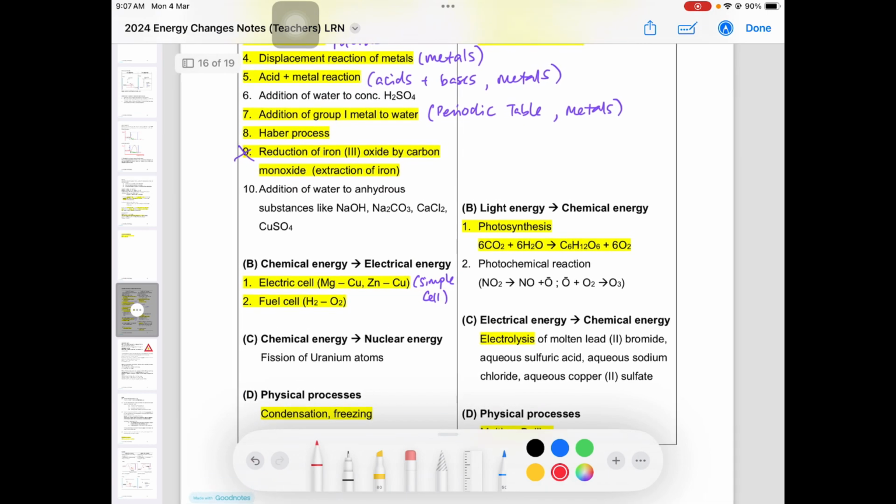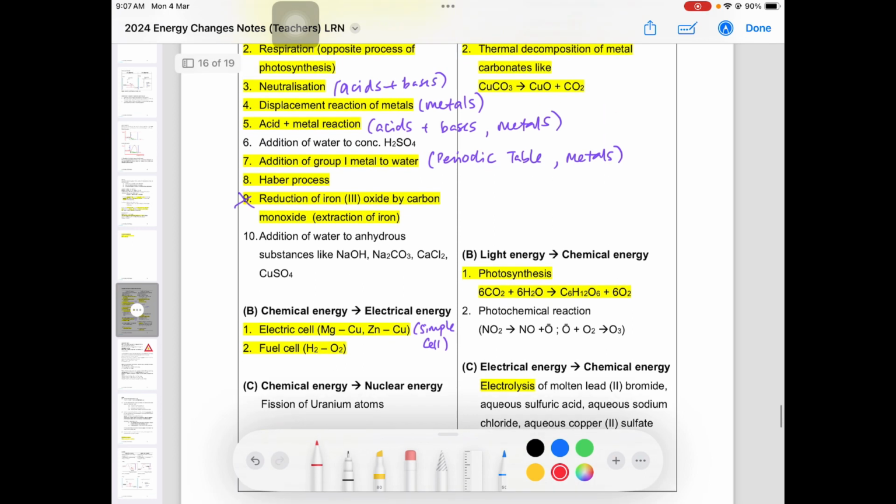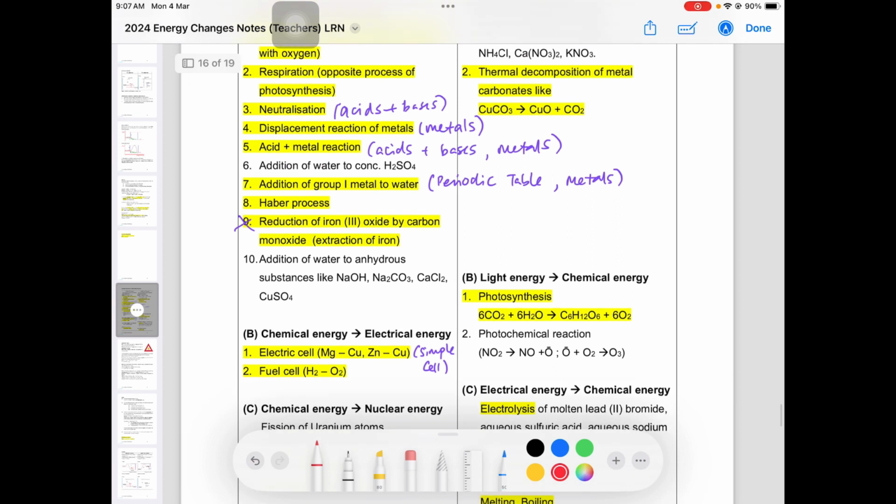Photosynthesis, which converts carbon dioxide and water to glucose and oxygen. Actually, just now I mentioned that respiration is the opposite of photosynthesis. So during respiration, glucose, C6H12O6, reacts with oxygen to form carbon dioxide and water. So it might be good for you to remember that photosynthesis is endothermic and respiration, which is the opposite, would be exothermic.